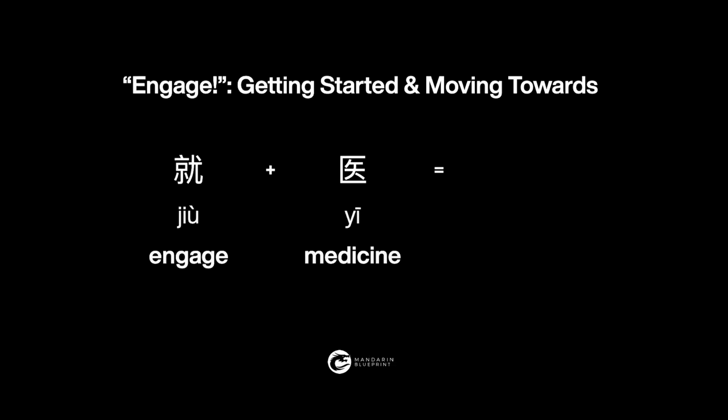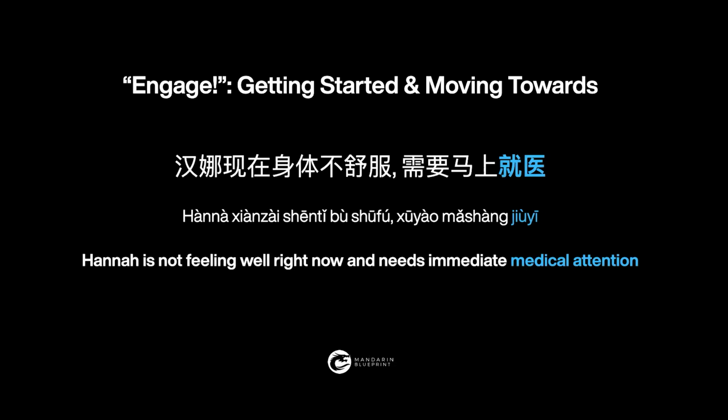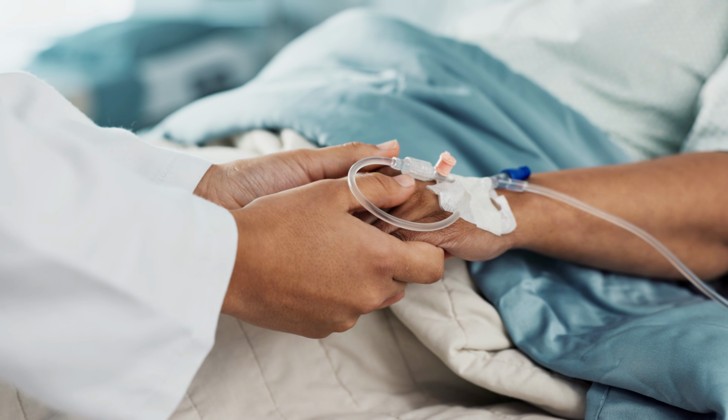How about this one? 就医. So engage in medicine. 医 can also mean doctor. So this just means seek medical treatment. For example, 汉娜现在身体不舒服，需要马上就医. Hannah is not feeling well right now and needs immediate medical attention. So once again, when somebody's in a medical emergency, you might speak a bit more formally.